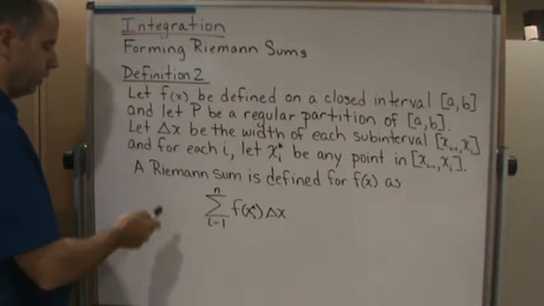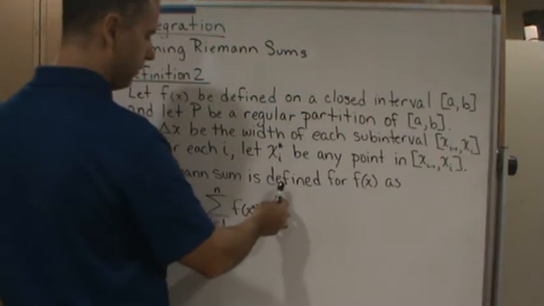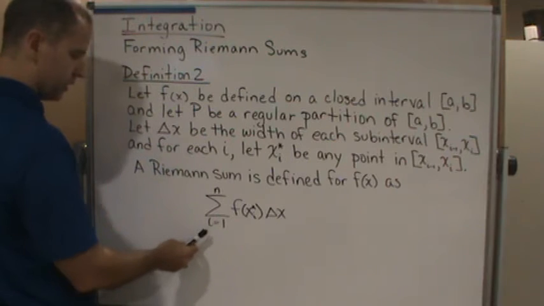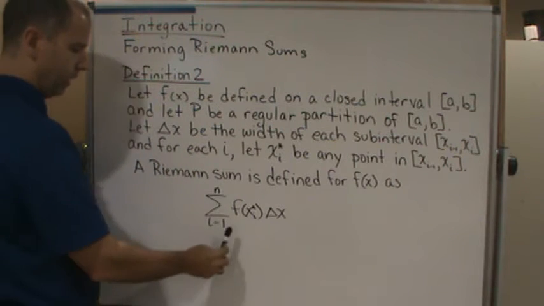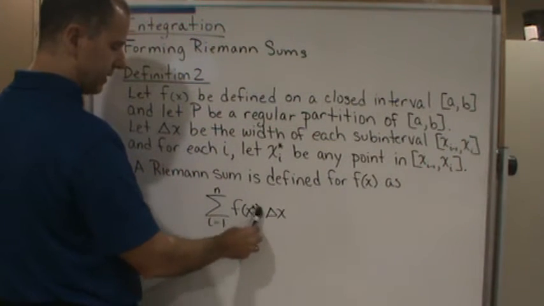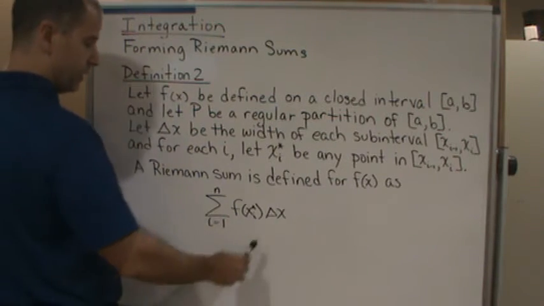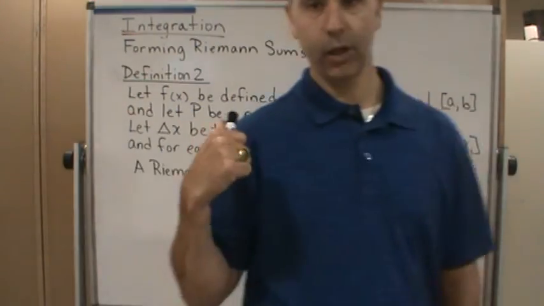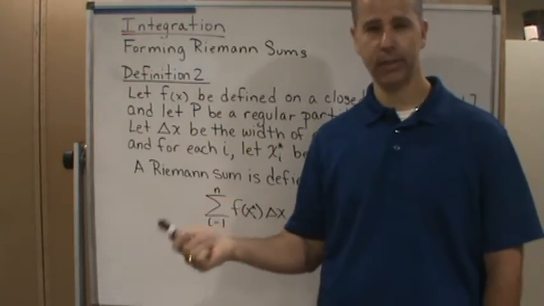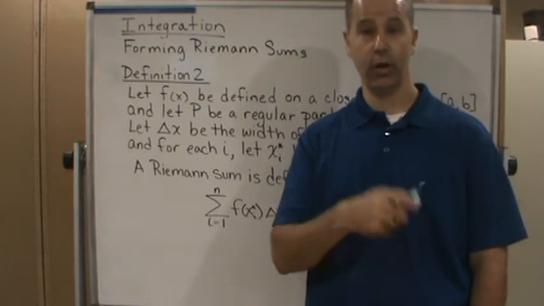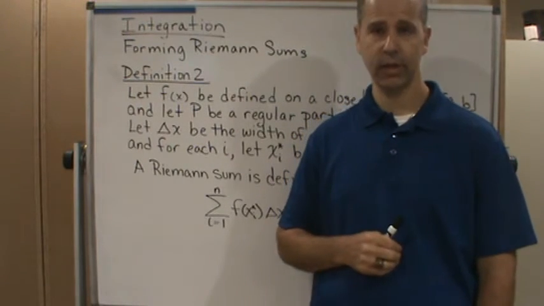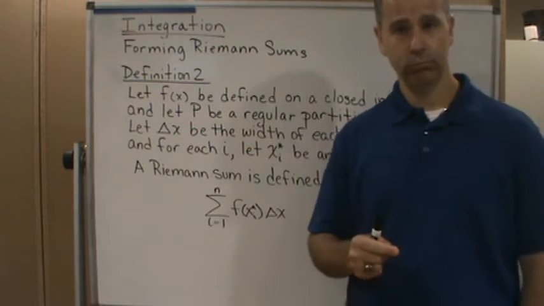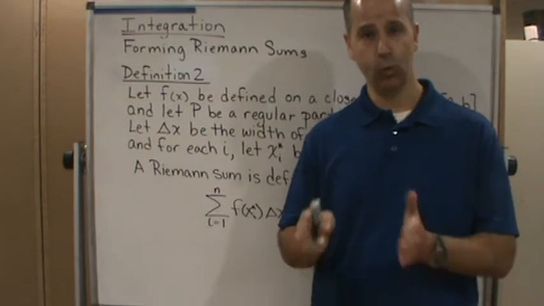A Riemann sum is defined as follows. It's the summation from i equals 1 to n of the function evaluated at x sub i star times delta x. So it's not really much different than what we were doing with the right endpoint approximation and the left endpoint approximation. We could also introduce midpoint approximations. The idea is that it doesn't matter where we pick our point.